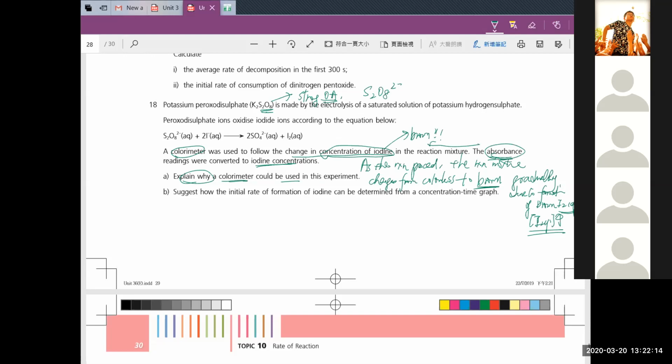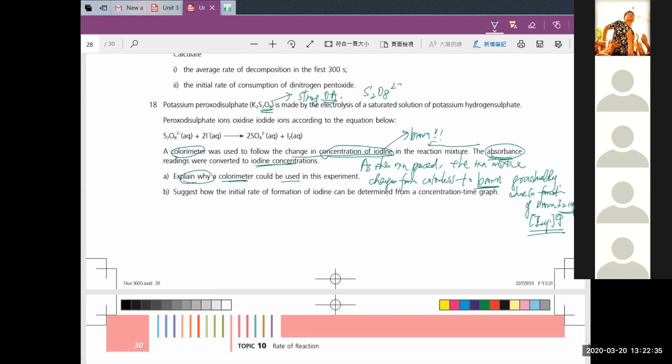So this is what I would like you to know. The concentration of brown iodine will increase throughout the progress of the reaction, while the colorimeter is used to measure the absorbance, that is, to measure the color intensity of the brown solution.